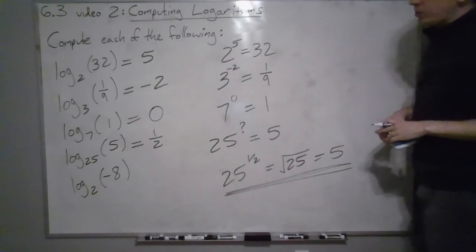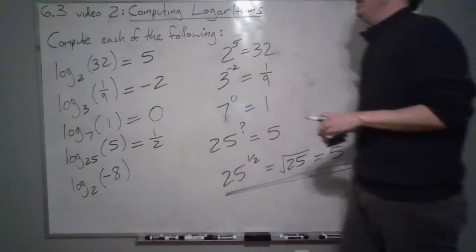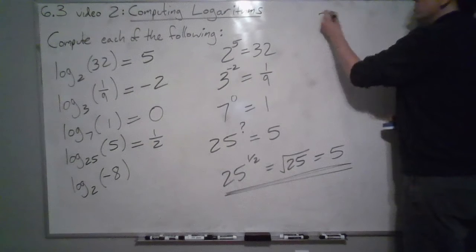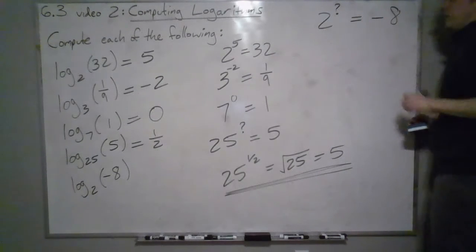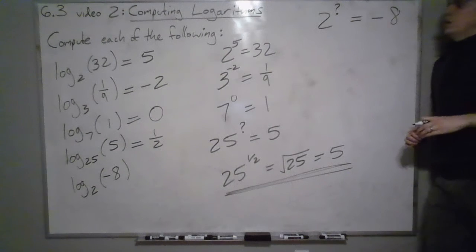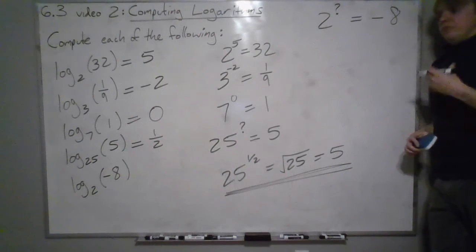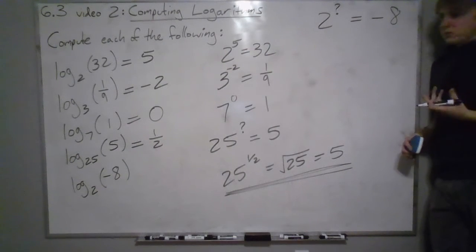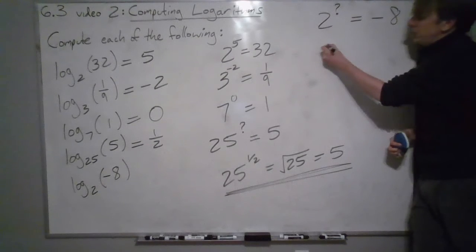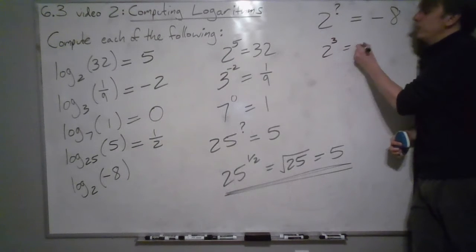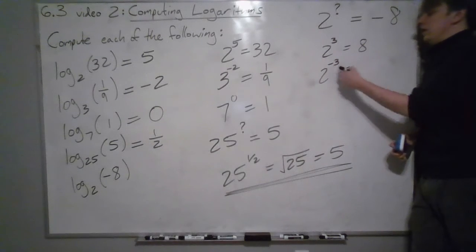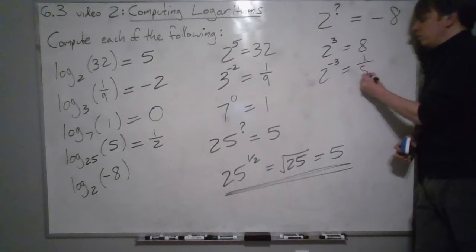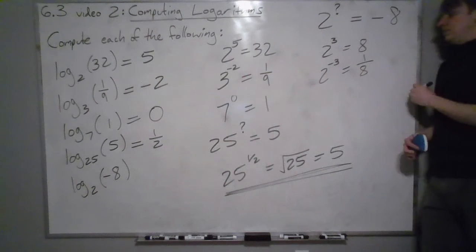Okay, this last problem, the base is 2 and the answer is -8. So 2 to the power is equal to -8. You can go ahead and try guess and check if you want, but there's not going to be a good way to do it. 2 cubed would be +8. 2 to the -3 would be, negative exponent takes a reciprocal, so not -8.